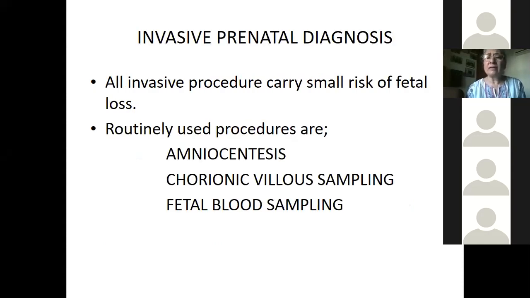Now, once you have done that, whether you have picked up something or not, there are certain diagnostic tests available: amniocentesis, chorionic villus sampling, and fetal blood sampling. These are the diagnostic tests. You take out the fetal cells directly, do a chromosomal analysis, and then you pick up the abnormality. The advantage of these is that they are very sensitive and specific tests, and they pick up the abnormality which is present.